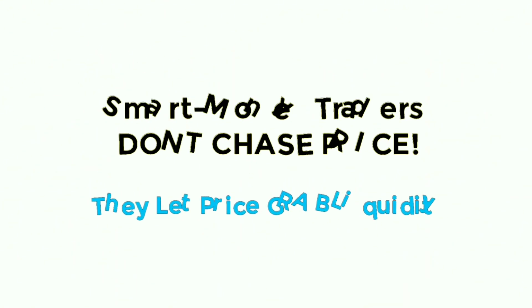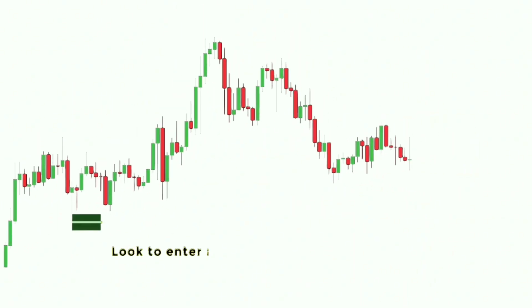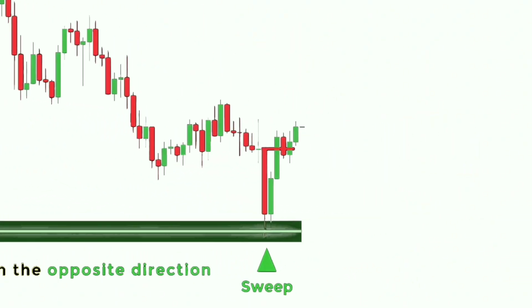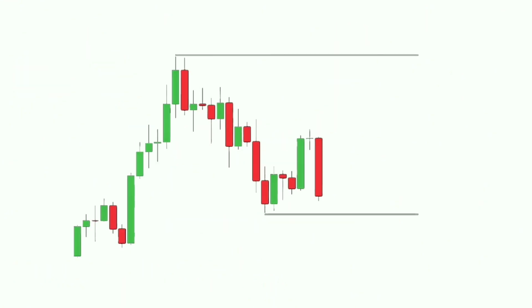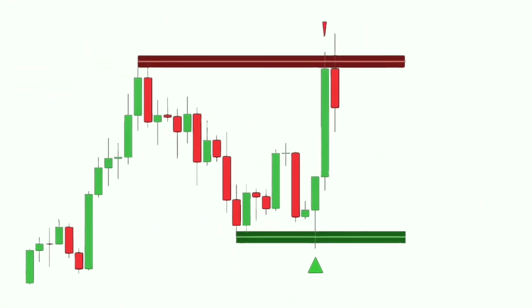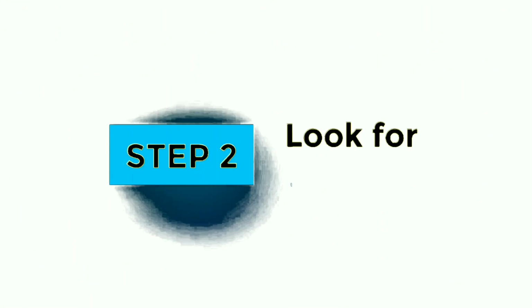Smart money traders don't chase price, they let price grab liquidity. And then they look to enter in the opposite direction. So if you're not entering around liquidity, you're already working against the odds. Your job is to identify the liquidity pools, wait for price to run them, and only then prepare for a potential trade.